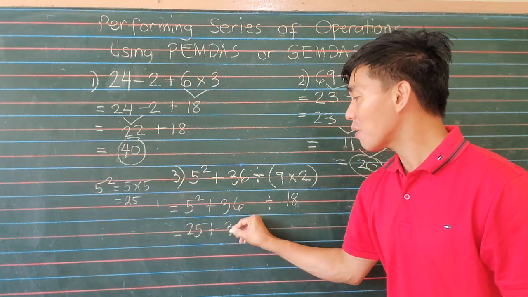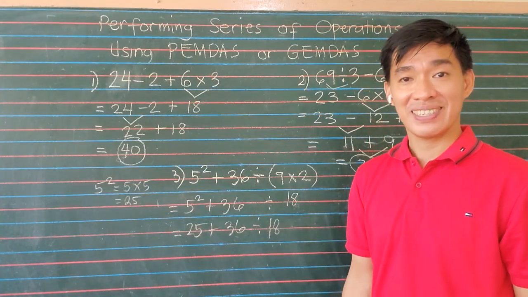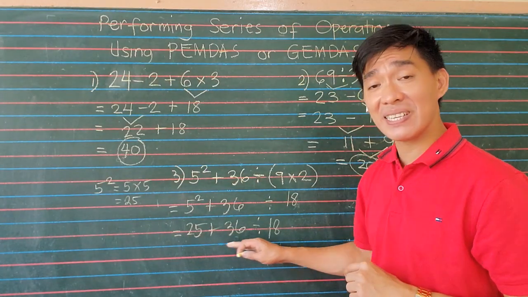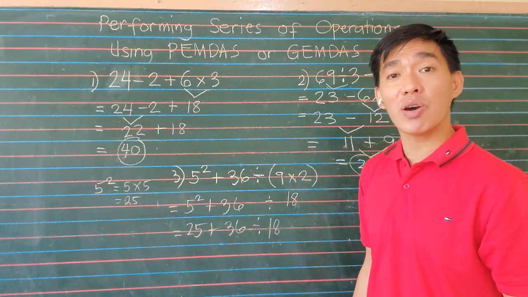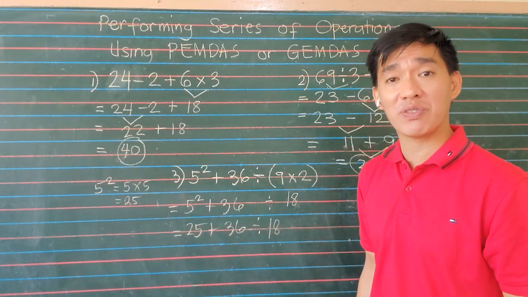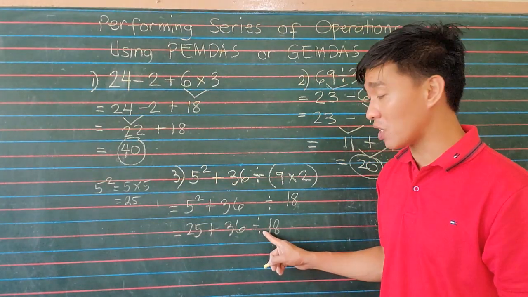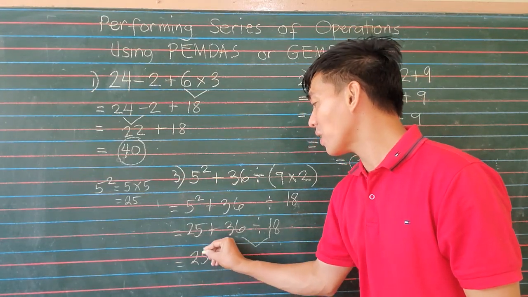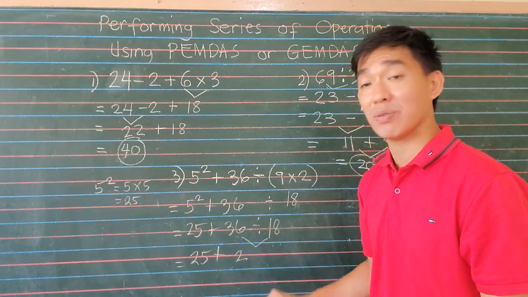Then plus 36 divided by 18. You are already done with step number 1 and step number 2. No more parentheses, no more exponent up to this point. In this case, go to step number 3. Check if there's division or multiplication. Yes, we do have here division. So you divide first. Just copy 25 plus the answer of 36 divided by 18, that is equal to 2.